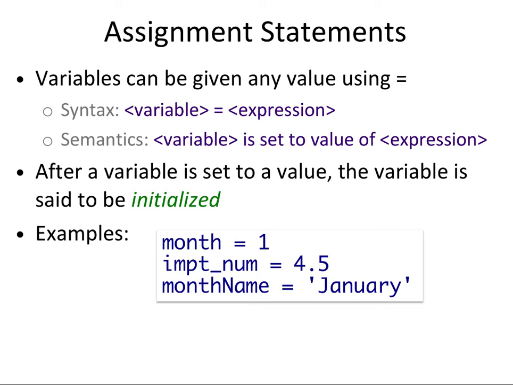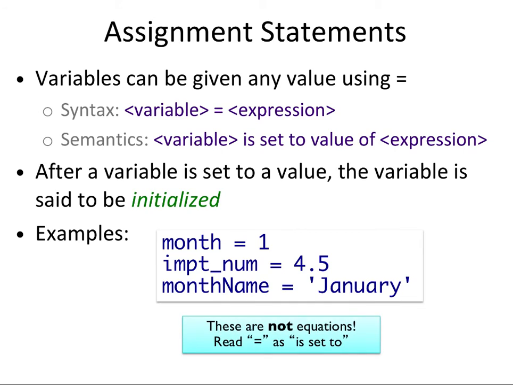Some examples include month equals 1, important number equals 4.5, or month name equals January, which would be a string. One common misconception is that these are not equations. You should not be reading equals the same way you might read equals in algebra class. It doesn't mean that the two sides are equivalent. What it means is that whatever is on the right-hand side of the equal sign is getting pushed into the variable name on the left.